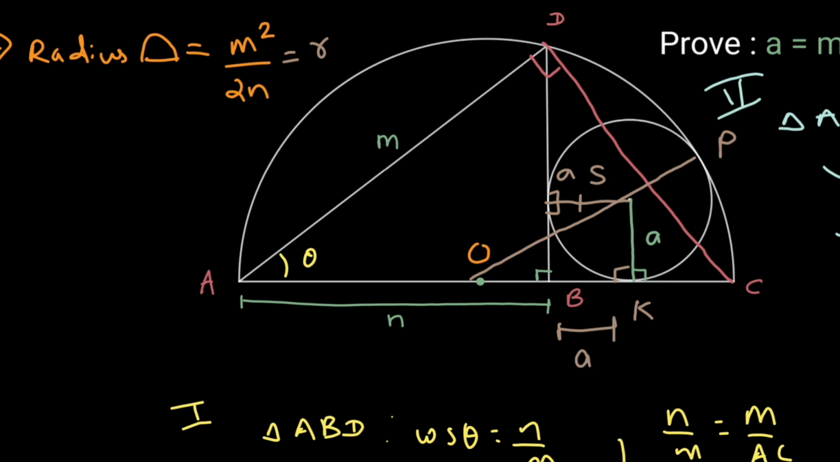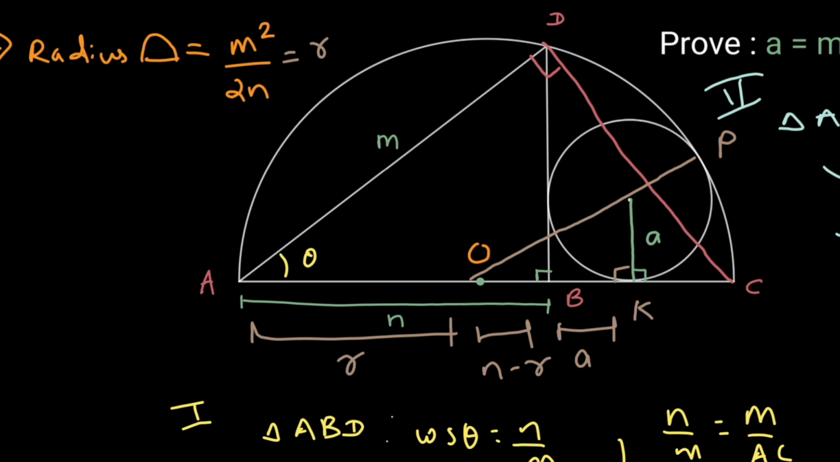Now using this data, we can easily find the value for OK. So let us see that. What we need is OK. The length of BK we have. Look carefully that O is the center of the semicircle. So from O to A, the distance would be equal to the radius, so that length would be equal to r. From B to K, the distance is equal to n. Therefore the distance of OB would be equal to n minus r.